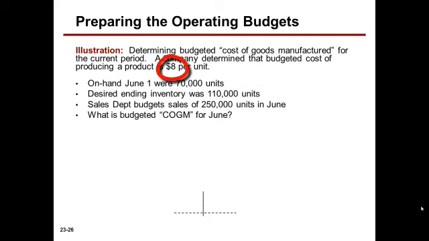Other assumptions: the on-hand June 1st or beginning inventory was 70,000 units of saleable goods. Desired ending inventory, 110,000 units. And the sales department budgeted sales of 250,000 units during the month of June. So the question is, what is our budgeted cost of goods manufactured for the month of June?